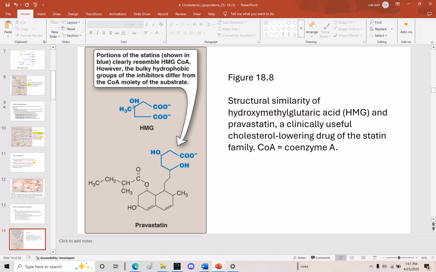All right. So, this is just showing the statin. It's just one type of statin, pravastatin. And you can see it looks very similar. So portions of statins look similar to HMG. And so it's going to be able to bind to the active site of HMG-CoA reductase. It actually competes with HMG-CoA to bind to the enzyme.